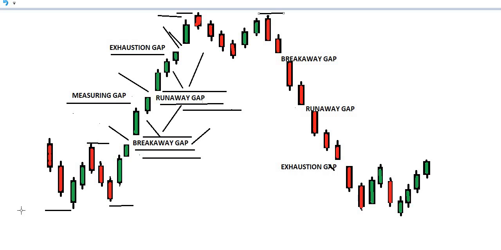So after all objectives have been achieved and the other two types of gaps, the breakaway and runaway gaps, have been identified, the analyst should begin to expect the exhaustion gap. And when the exhaustion gap appears, we can anticipate a reversal in the trend. Now let me show you an example on the chart.